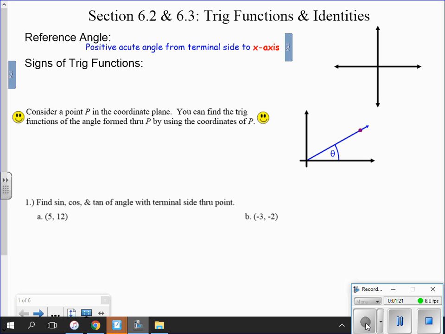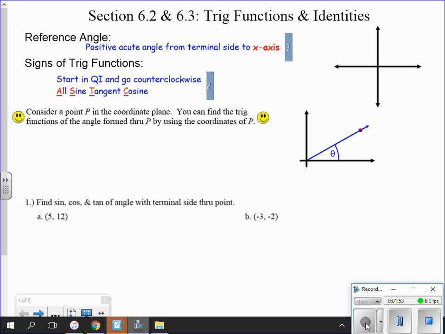Okay. The signs of the trig functions. This is where it comes from. Start in quadrant 1 and go counterclockwise. Which ones are positive, which ones are negative? Actually, these ones are all positive. I will not share with you the mnemonic device for remembering which ones are which. I don't particularly like it. There's a very common one.